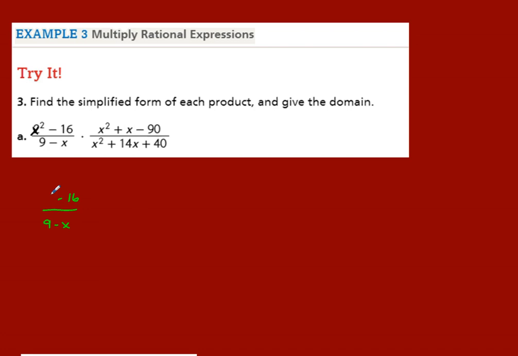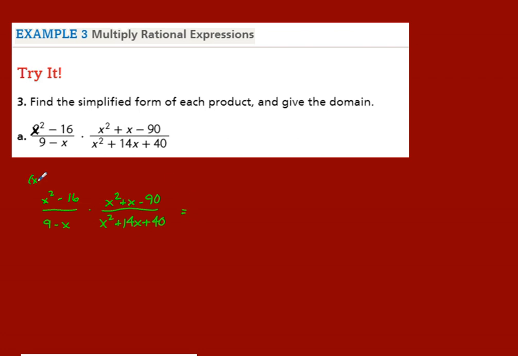So it's going to be x squared minus 16 over 9 minus x times x squared plus x minus 90 all over x squared plus 14x plus 40. Now, remember when you multiply fractions, it's real nice. You just multiply straight across. So really what I could do is just write these into one fraction. That's kind of what I'm going to do, but I'm also going to factor it at the same time.